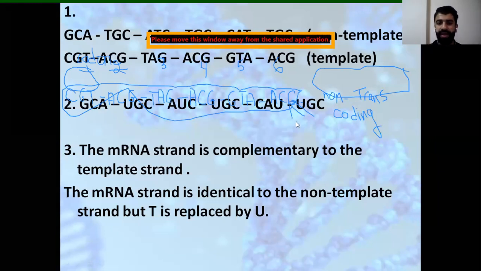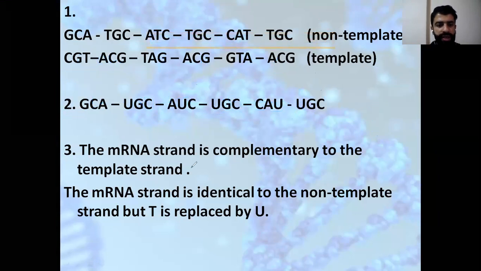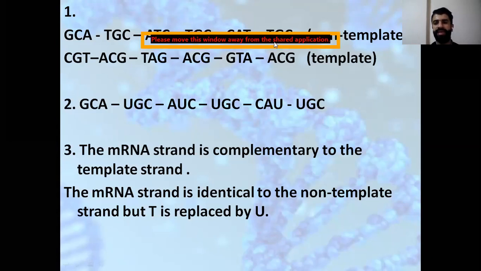Non-template and the template. The mRNA sequence is similar to that of the coding. Instead of T, it's replaced by U. So here we have to know that the mRNA strand is complementary to the template, and also the mRNA is identical to the non-template, but T is replaced by U.